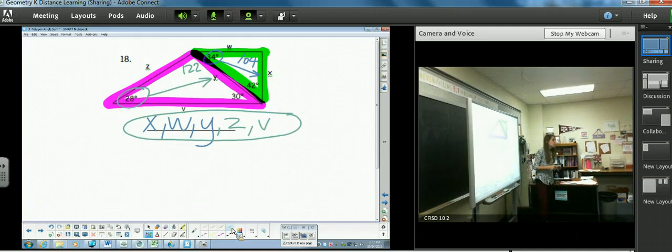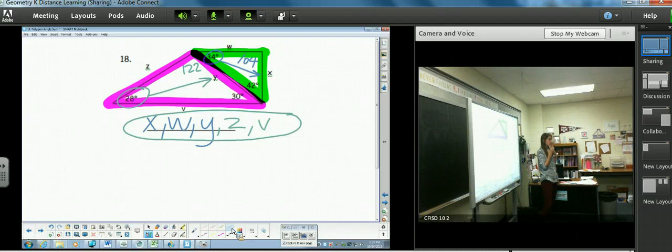Yes? Why is it that Y is 28? Y is not 28. Y is across from 28. But it's also across from 104. See, it depends on what triangle you're in. So you have to treat the green triangle separate from the purple triangle. When I'm in the green triangle, Y is across from 104. Now I'm going to leave the green triangle, and I'm going to erase that from my brain. Now I'm in the purple triangle, and Y is across from 28. Y is the smallest side of the purple triangle, yes.